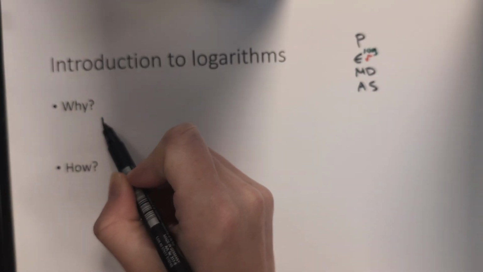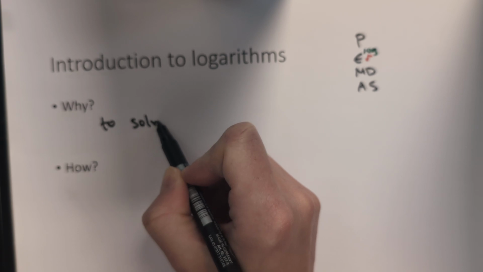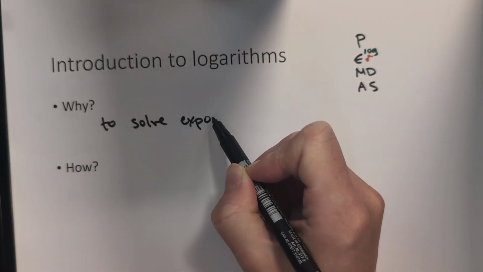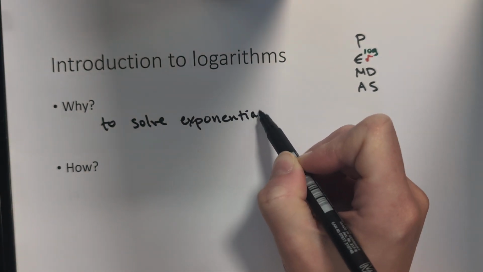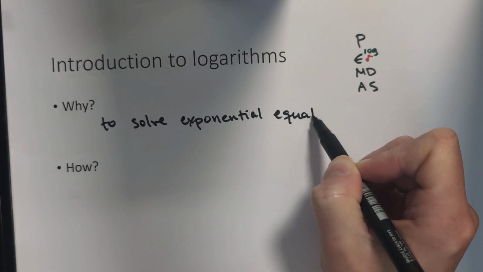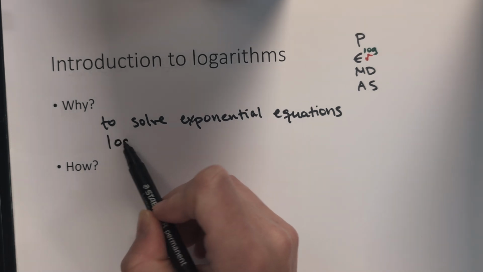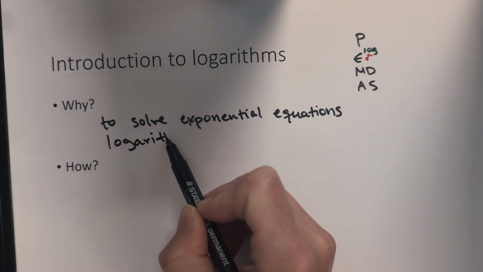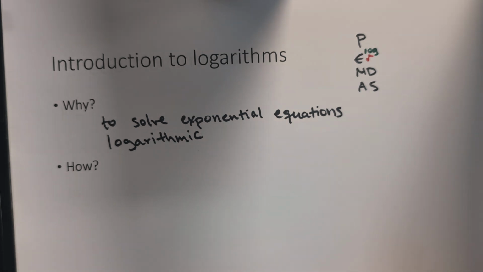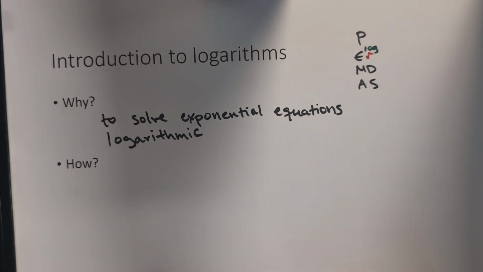So to undo or to solve exponential equations primarily, to find the value of an exponent. And there are logarithmic functions as well that are very important that we'll talk about, not all that long. And they can help model different phenomena as well. And how do we do this?